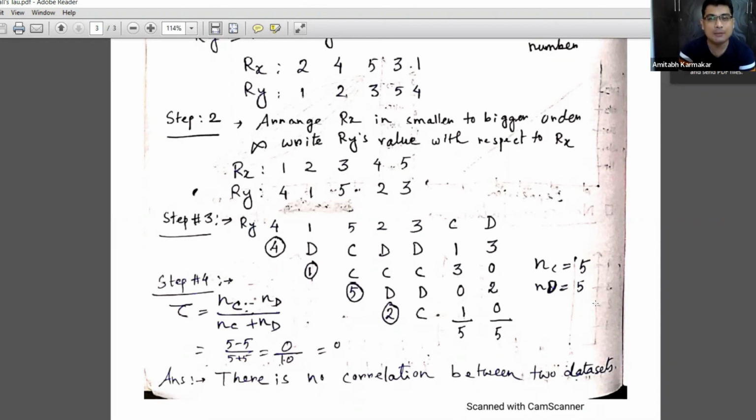All I have to do is replace the value of NC and ND in the given formula. That is step 4. So NC is equal to 5. ND is also equal to 5. So 5 minus 5 upon 5 plus 5. So that is 0 upon 10. It is 0. Remember what I told you. If it is 0, there is no correlation. So this is how we should write the last statement to get the full marks, 10 on 10. There is no correlation between the two data sets.